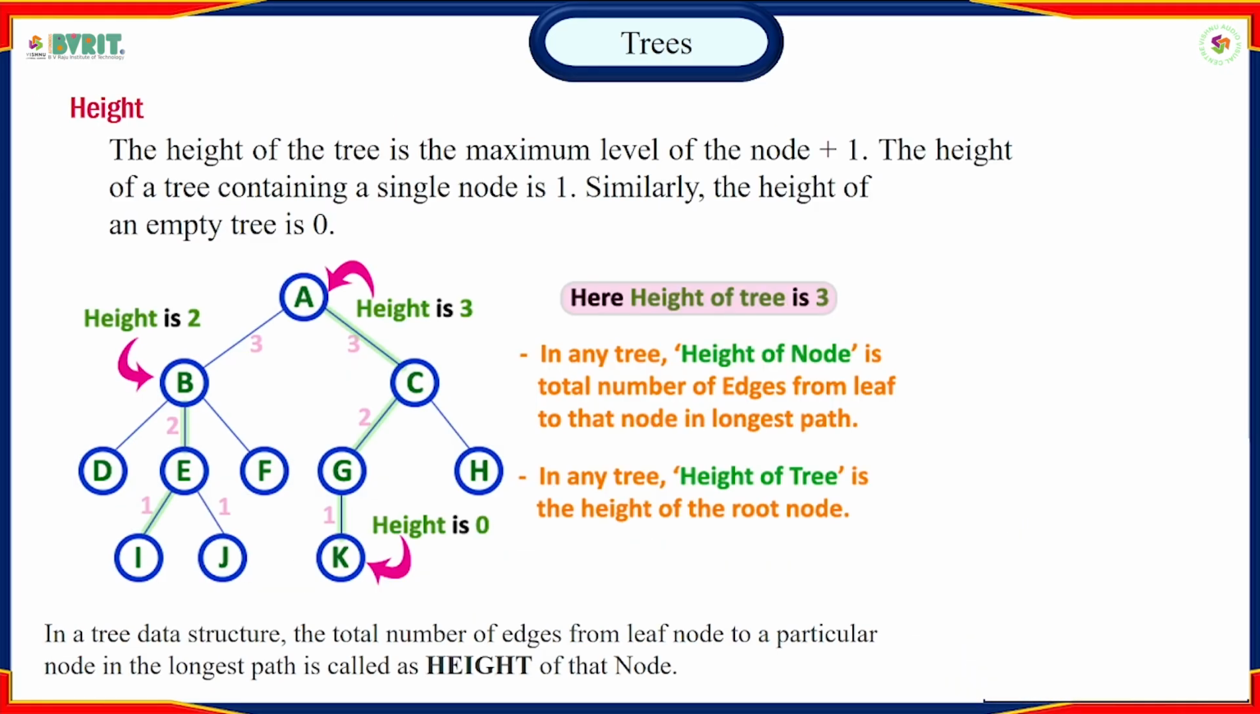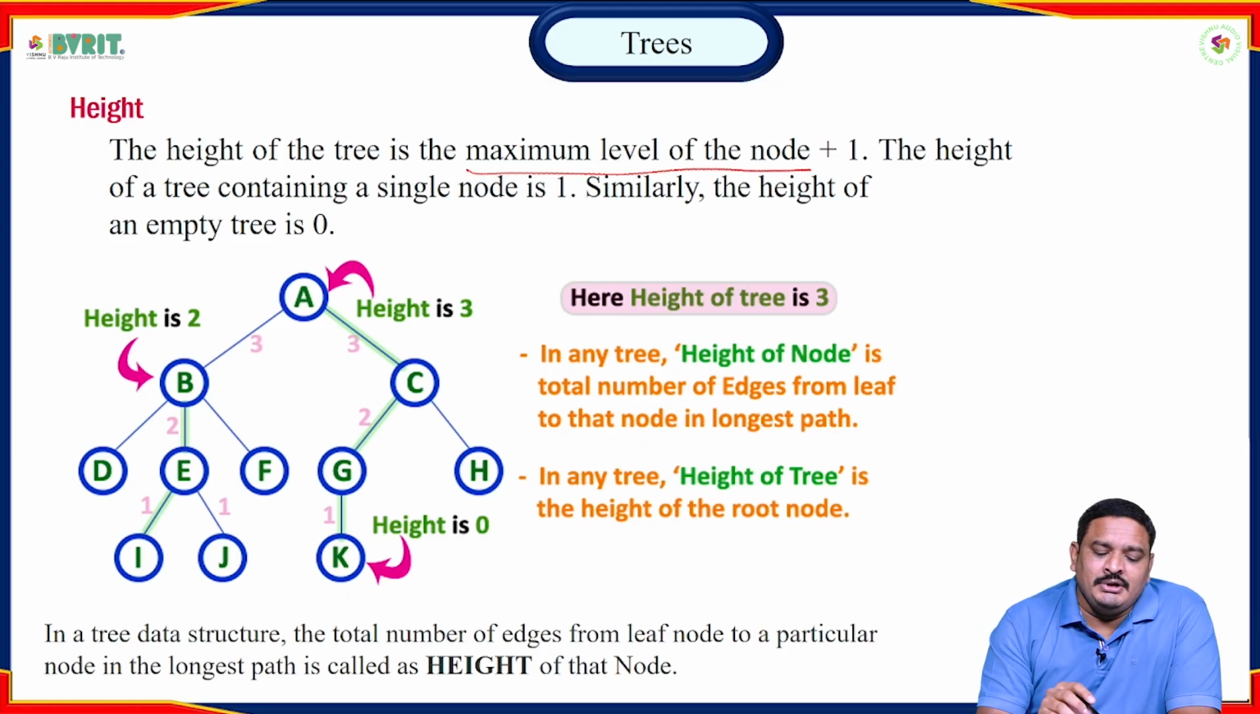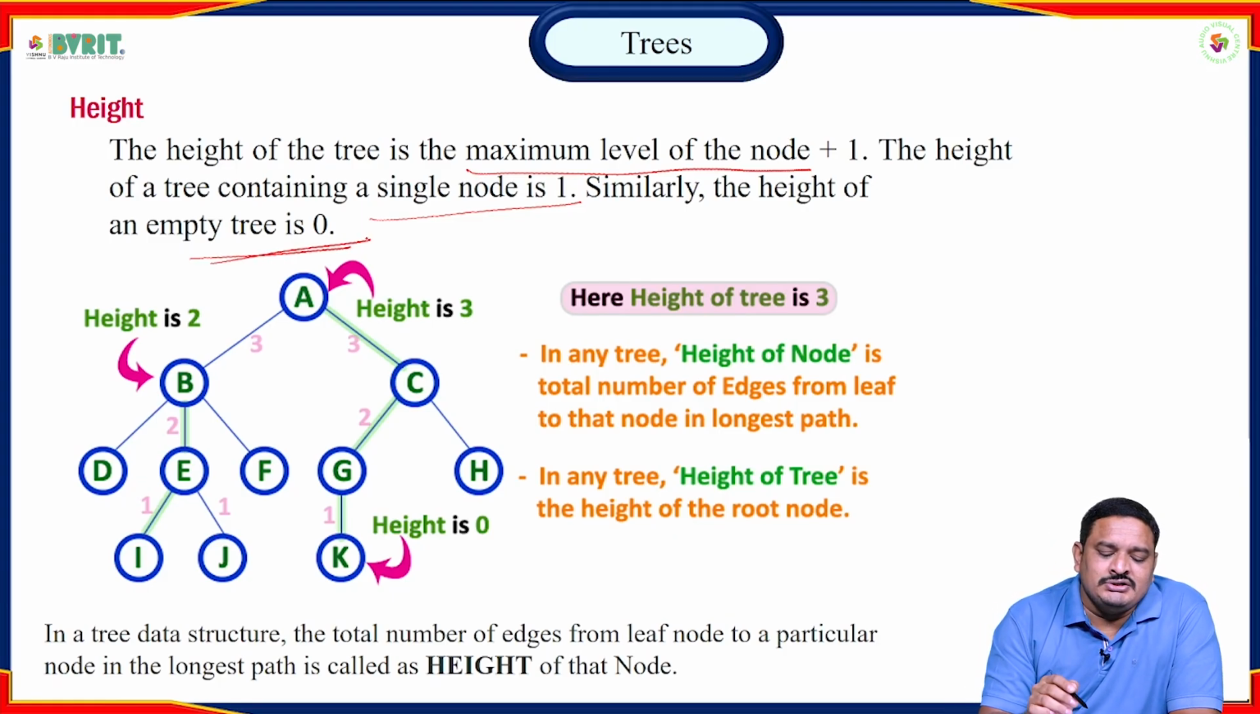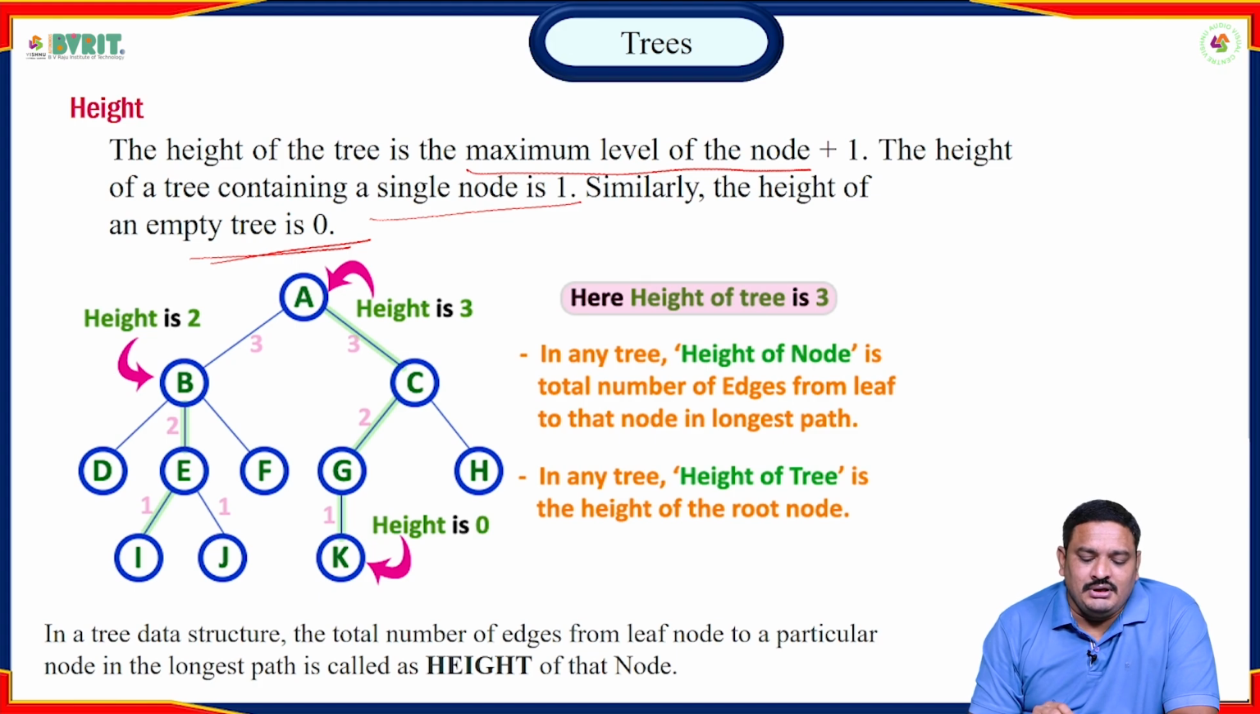The next definition is, what is the height of the tree? The height of the tree is the maximum level of the node plus 1. The height of the tree containing a single node is 1, and similarly the height of the empty tree is 0. Height of the empty tree is 0. See, one by one, how to define the height of the tree.